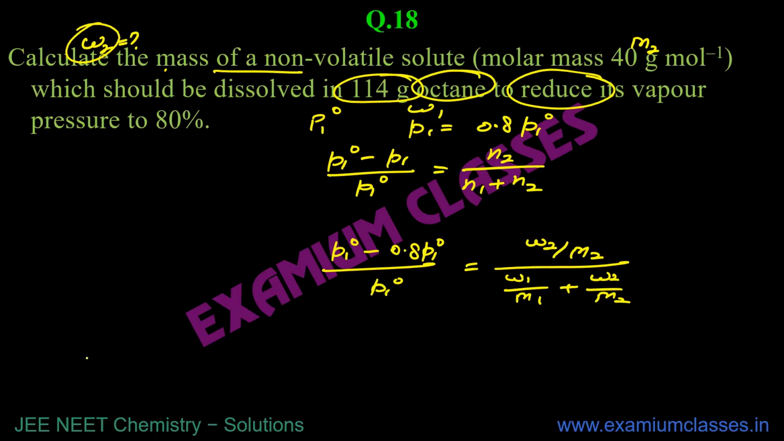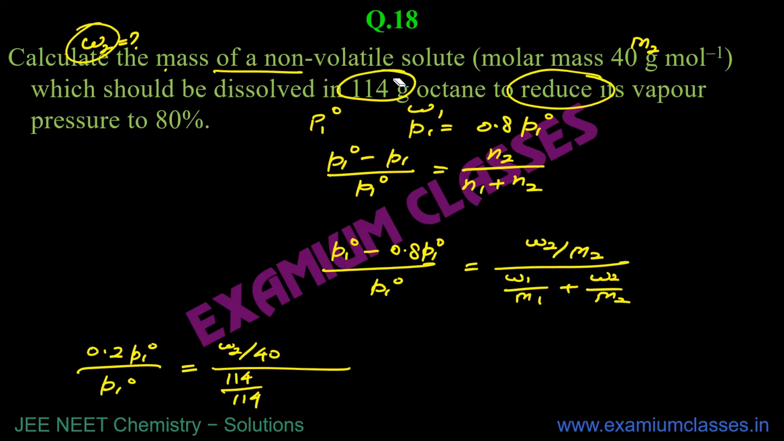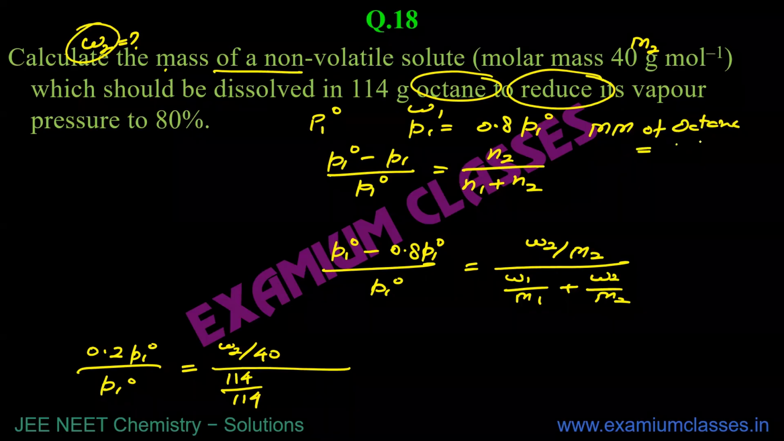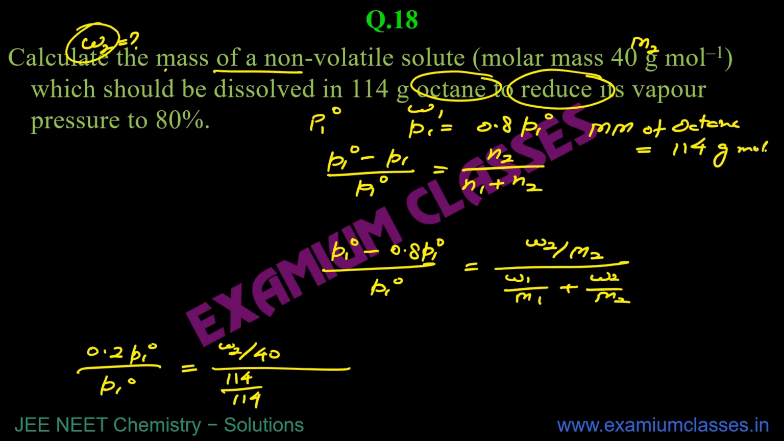So you will actually get from here P1 naught minus 0.8 P1 naught, so it will be 0.2 P1 naught divided by P1 naught equals W2 divided by M2, which is 40, divided by N1, which will be 114 divided by 114. W2 we have to calculate. The reason is W1 is 114 and the molar mass of octane, when you calculate, is 114 gram per mole.